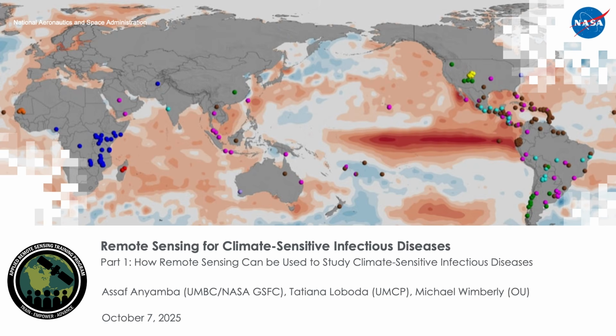We welcome you to the continuing trainings offered by NASA on the utilization of Earth observation remote sensing data to address various societal applications. This two-day session will focus on how we can apply remote sensing data for climate-sensitive infectious disease risk mapping and prediction.